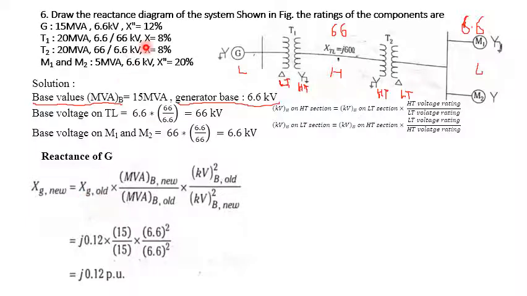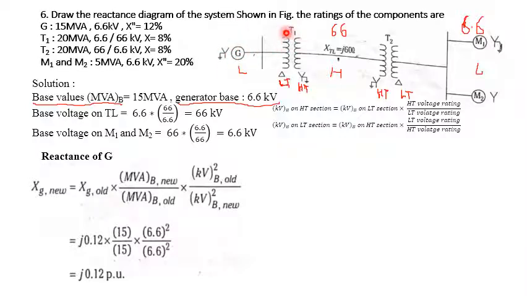What is X_G,old? It is the subtransient reactance, 12%, that is j0.12. What is the MVA new? This is the new value, what you got, it is 15. So what they have mentioned in the numerical is 15. So the new value is 15, old value is also 15, 15 by 15, into kV base old. What do you mean by old value? They have mentioned in the numerical, that is 6.6. What is the new value? After doing conversion, I am considering the generator as the base, 6.6. So all the values will get cancelled, and I got j0.12 per unit. This is pertaining to the generator.